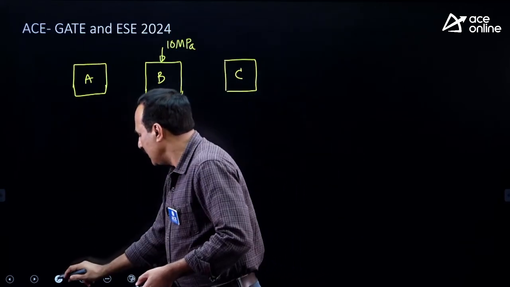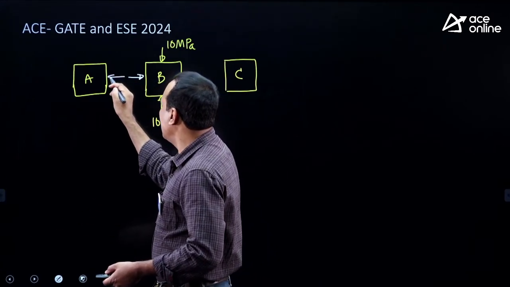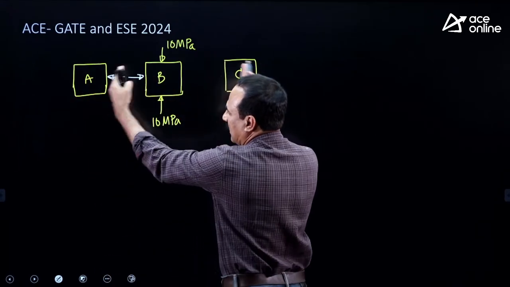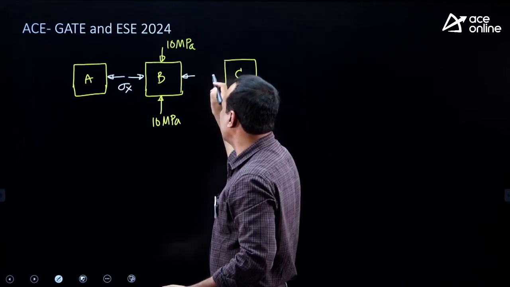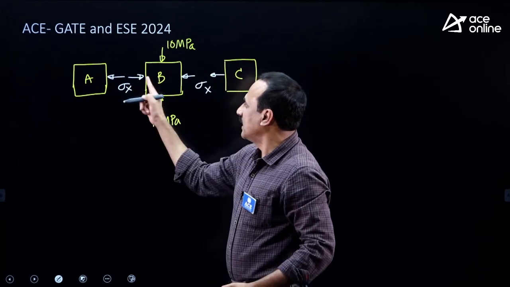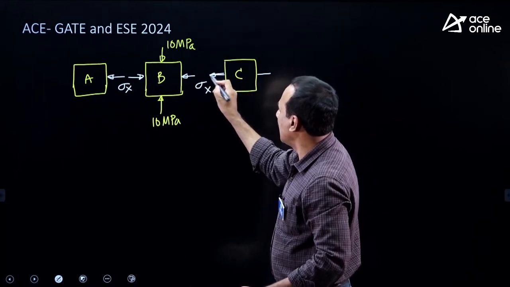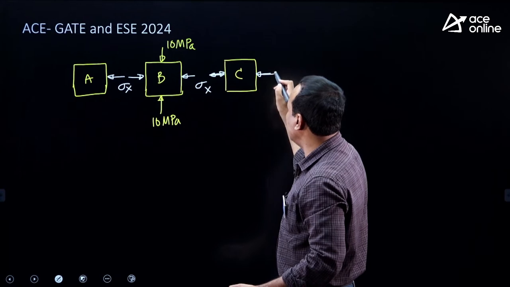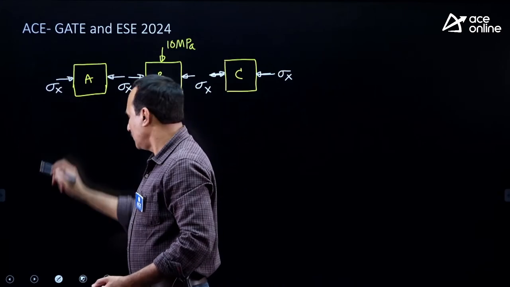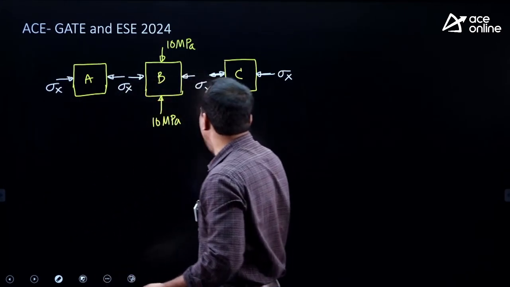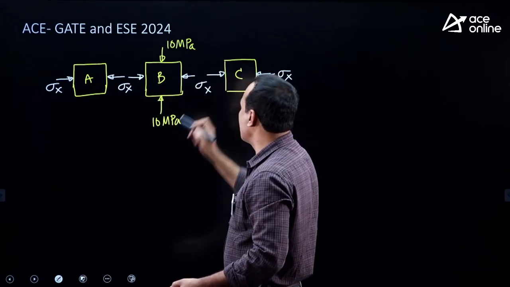Because of that, there may be a stress developed like this. So cube B wants to expand this way, but the stress developed in X direction is preventing that. So action, reaction, action, reaction. If this is action, here again is reaction. This is opposite. Action and reaction must be the same magnitude but opposite in direction. So this is also like this, sigma x. Now we need to find out the sigma x value.